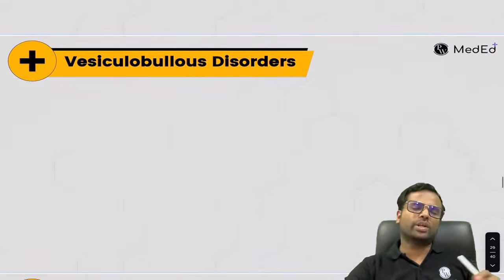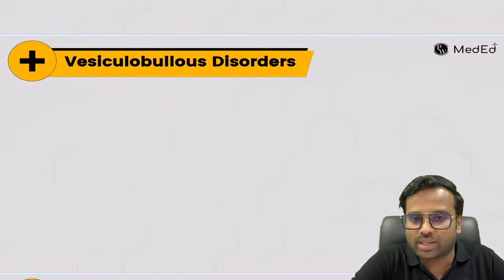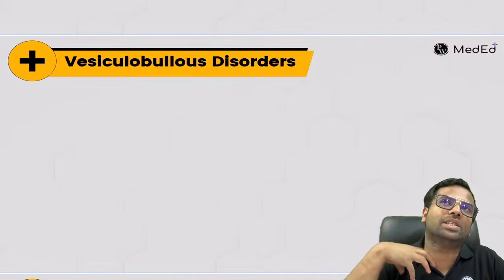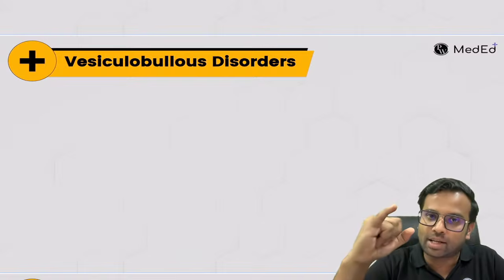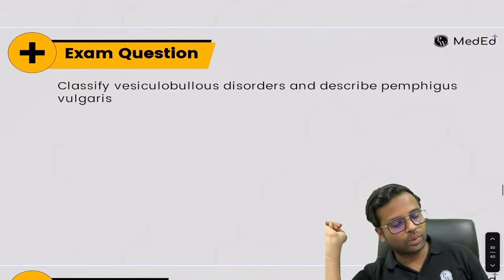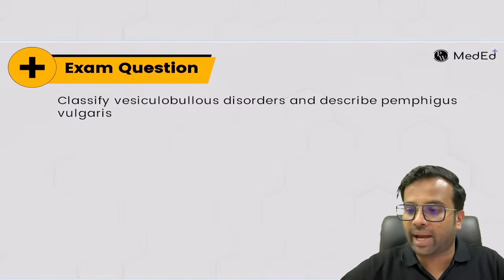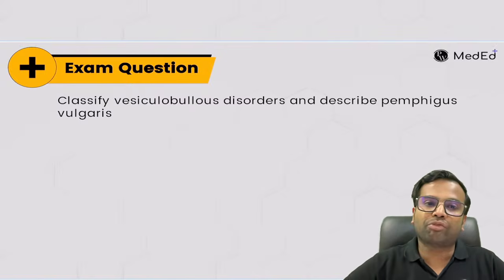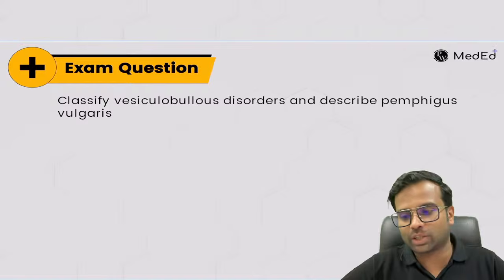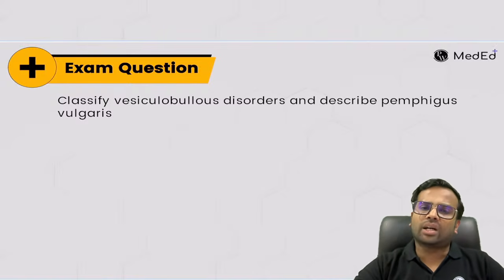So now let us also discuss some of the vesiculobullous disorders as well. Isn't it? When a patient will present to you with vesicles or bullous lesions in the skin. Now, what is the question? Classify vesiculobullous disorders and describe Pemphigus vulgaris. That is the question now. Now, how do we start?